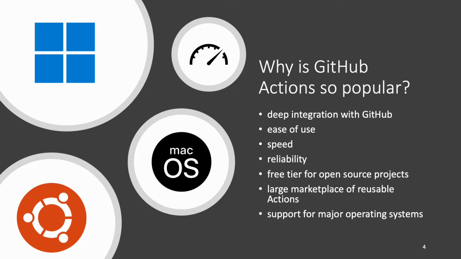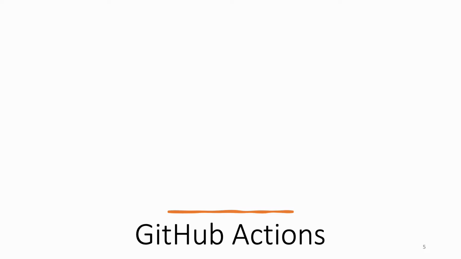And to better understand the reason behind this dominance, we conducted a series of interviews with different developers with different amounts of experience, and the result was that the deep integration of GitHub Action with GitHub, ease of use of GitHub Action, the speed of this service, reliability, free tier for open source projects, large marketplace of reusable actions, and better support for major operating systems were some of the reasons why developers choose GitHub Actions over other CI/CDs in GitHub.